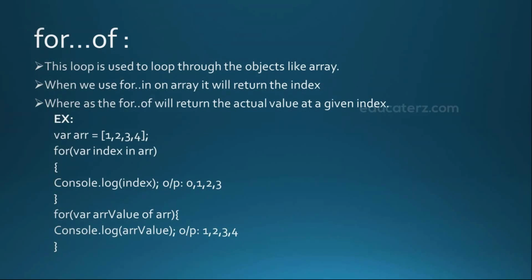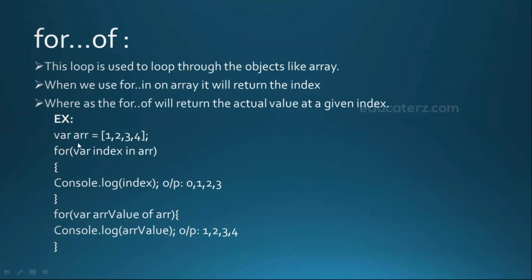But the difference is, let's say I declared var numbers equal to 1 to 10. To get the value in an array at a specified index, I need to write numbers of 0 or numbers of 1 to get each one printed every time. Instead of doing that, we can use for-of.